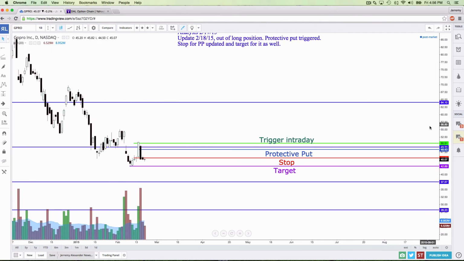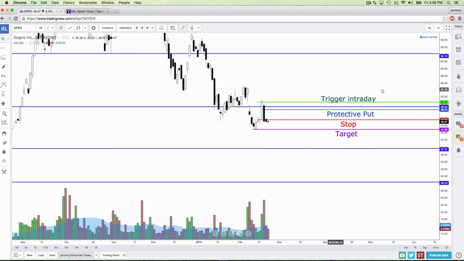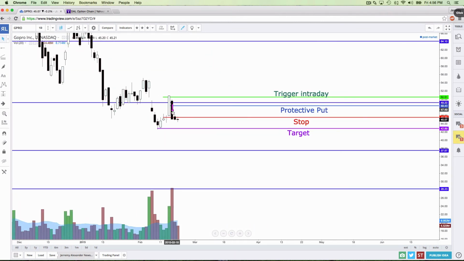So let me zoom in here just a little bit for you guys. So I bought the protective put. The protective put gets triggered. Stock is free falling, and I get stopped out of my long position. What do I do here? Well, the stop on the long position is for me to say, okay, I'm going to get out of my position. I'm going to exit my calls. I'm going to exit my shares, whatever. So I get out. I take my loss. I realize my loss on my long position.